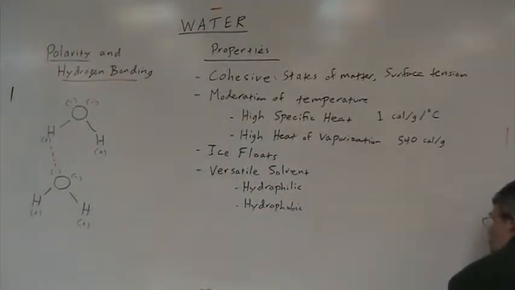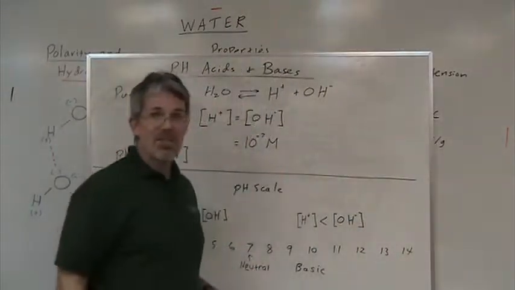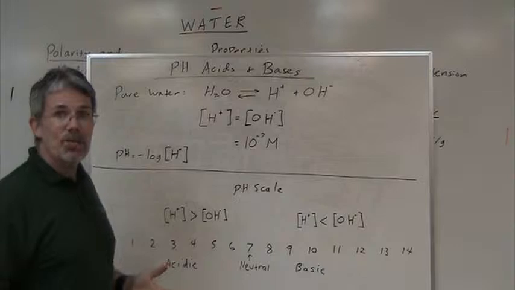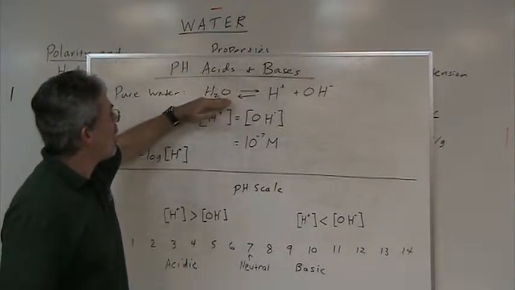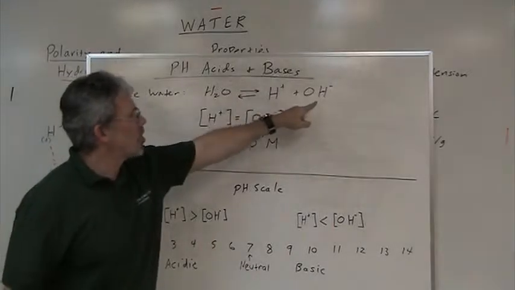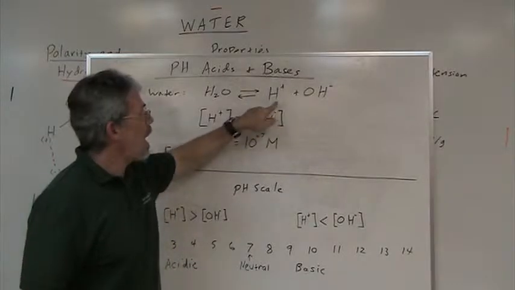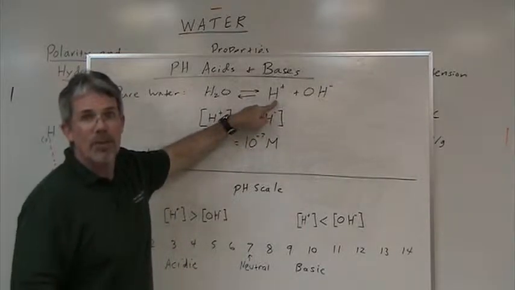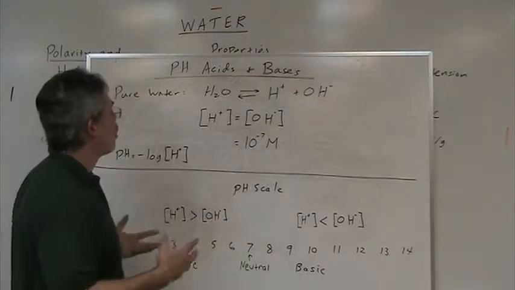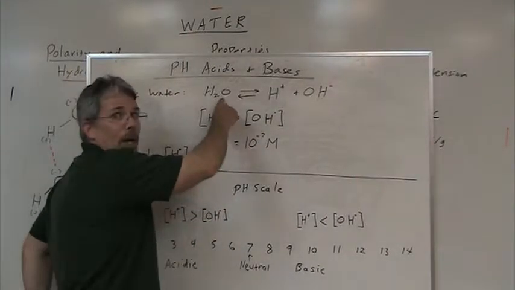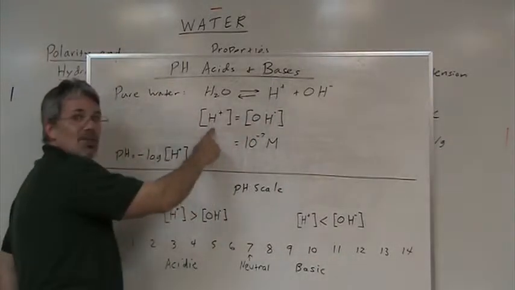Now, another part of the discussion of water is pH, acids, and bases. To understand pH, we have to again talk about what's happening with pure water. Well, in small amounts, a water molecule will dissociate into its ions, the hydrogen ion and the hydroxide ion. In reality, this joins another water molecule to form hydronium, but we're leaving that part out. But what this means is that in pure water, for every one of these that breaks, you've got one of these and one of these.